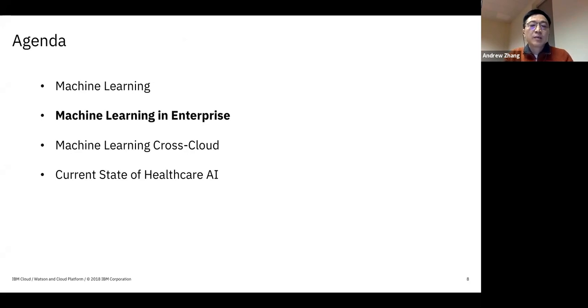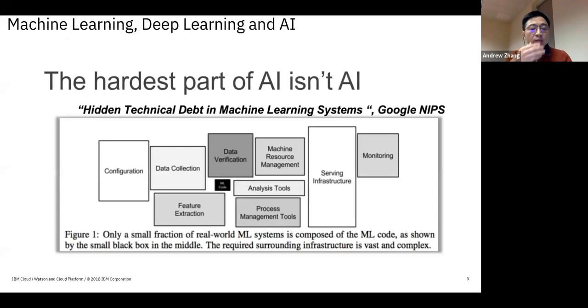So let's talk about the enterprise. Google actually published a paper about hidden technical debt in machine learning systems. Many advancements in AI technology are coming from Google, and they're implementing one of the largest AI systems in Google itself. They have learned a lot there, so they understand the complexities in building a large AI system. They look at this AI system as not just the algorithm, which is the black box over here. That's probably 5% to 10% of all the heavy lifting you need to do to build an end-to-end solution.